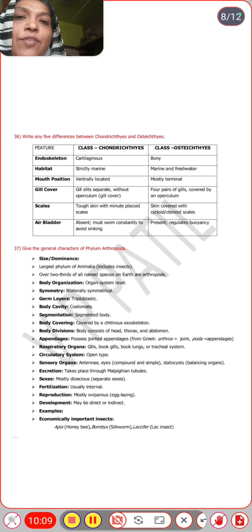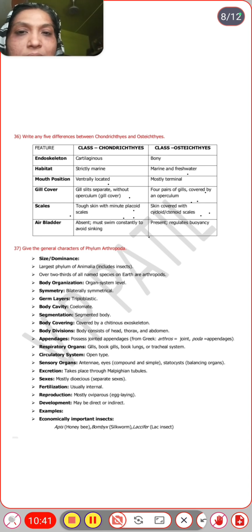Next, write 5 differences between Chondrichthyes and Osteichthyes. Class Chondrichthyes, Osteichthyes; endoskeleton cartilaginous, bony; habitat strictly marine, marine and freshwater; mouth position ventral, terminal; gill cover separated, 4 pairs of gills covered by operculum; scales tough skin with minute placoid scales, skin covered with cycloid or ctenoid scales; air bladder is absent, present. Okay, these are some characters.